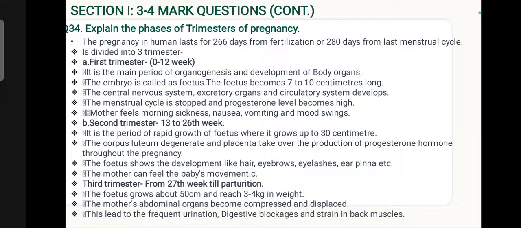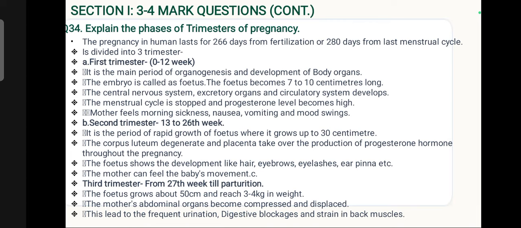In the second trimester, rapid growth of the fetus takes place and it grows up to 30 centimeters. The corpus luteum degenerates and the placenta takes over the production of progesterone hormone. The fetus also shows development of hair, eyebrows, eyelashes. The mother can feel the baby's movement.